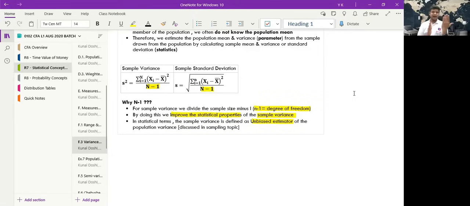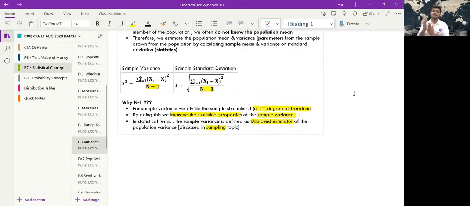Now, what are biased and unbiased estimators? We will see that in later topics. I think in reading number 10, we have sampling, and there we will have a detailed discussion about this. But if the CFA Institute asks you where you need to take n minus 1, in the population or in the sample, your answer will be in the sample.